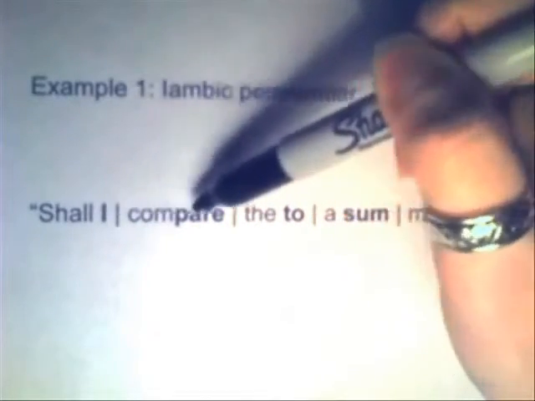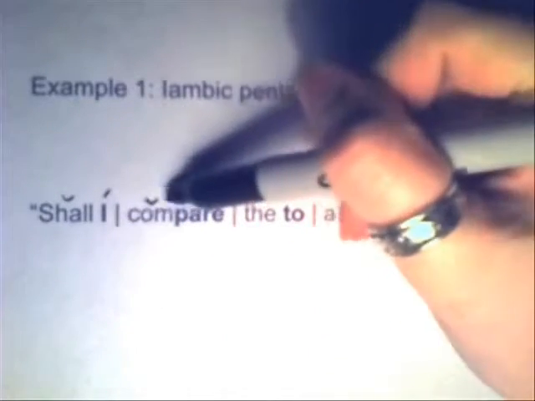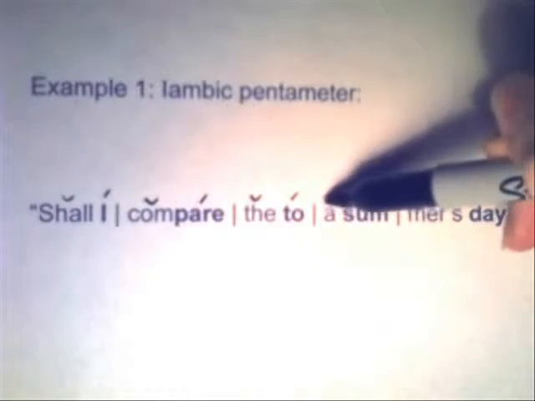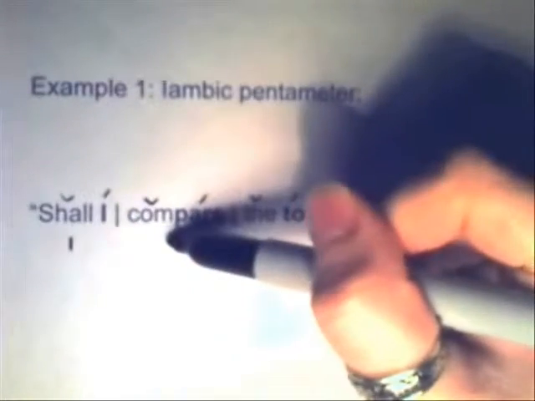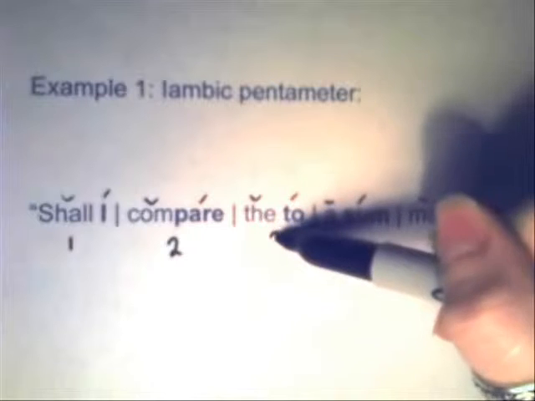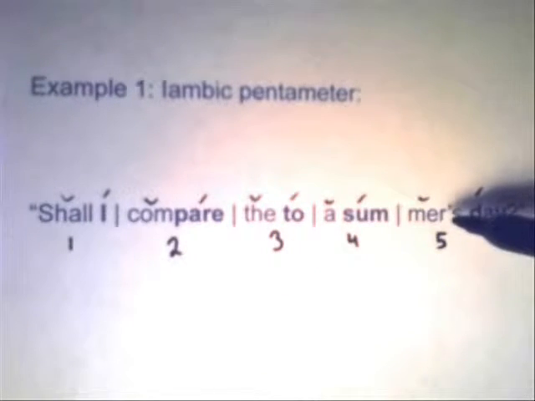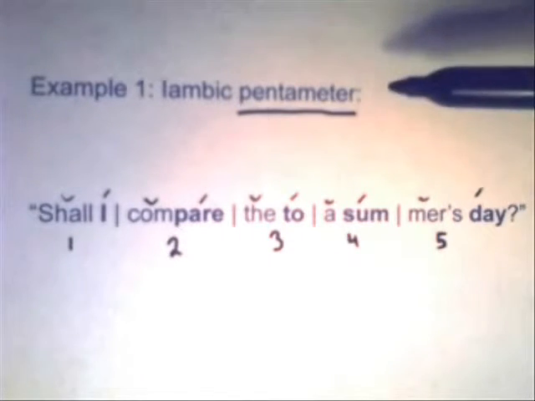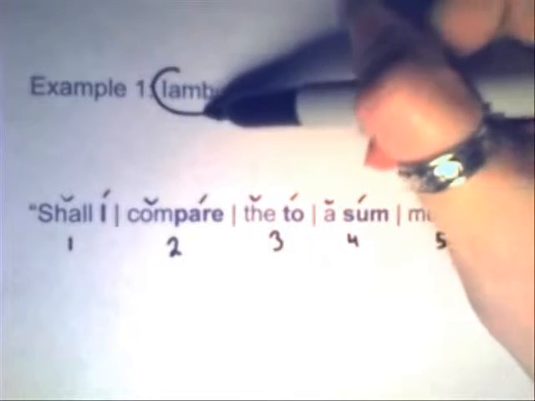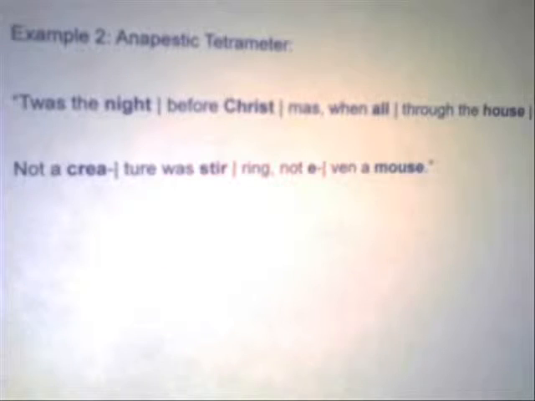Shall I compare thee to a summer's day? Watch as we add the upside down U's and dashes. Do you see how the line is separated into 5 parts with the latter part accented? This is why the line is called pentameter, and the unaccented accented marks make it iambic.